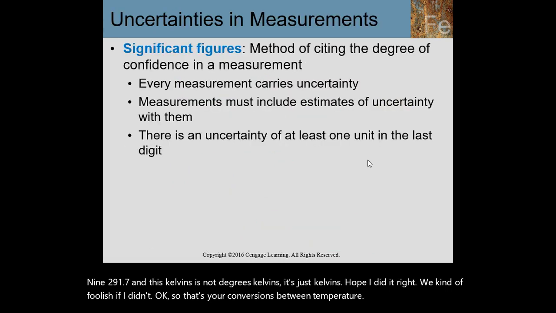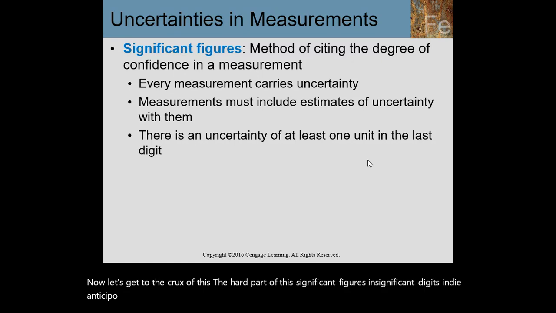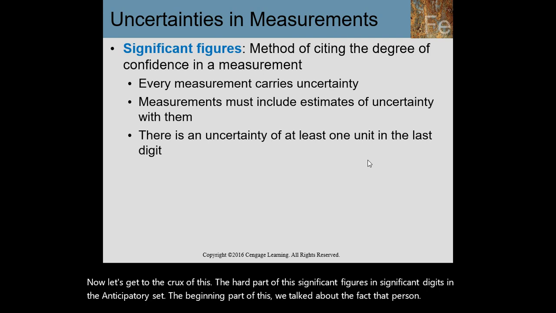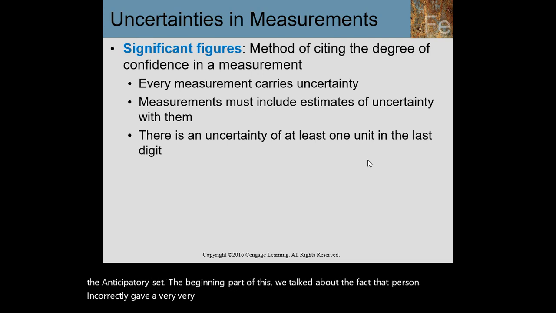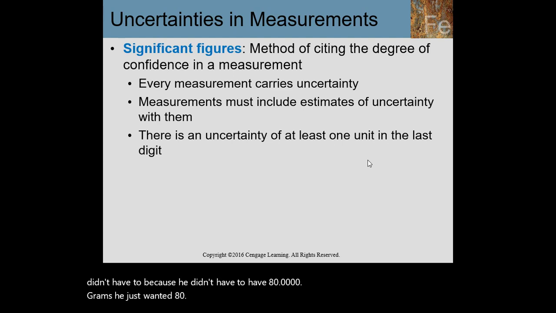Now let's get to the crux of this, the hard part of this. Significant figures and significant digits. In the anticipatory set, the beginning part of this, we talked about the fact that that person incorrectly gave a very, very precise measurement, when really he didn't have to, because he didn't have to have like 80.0000 grams. He just wanted 80, plus or minus 1.